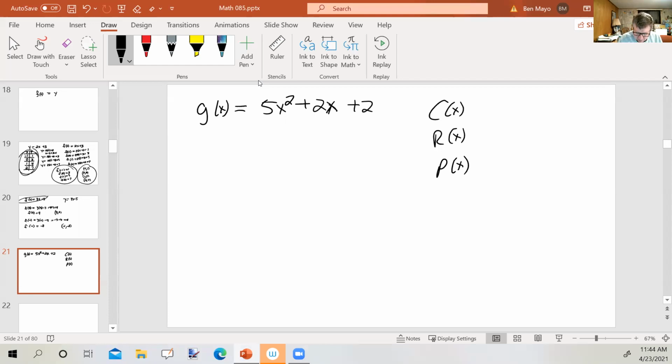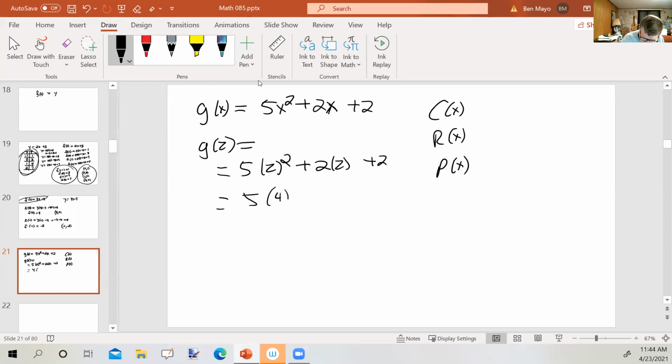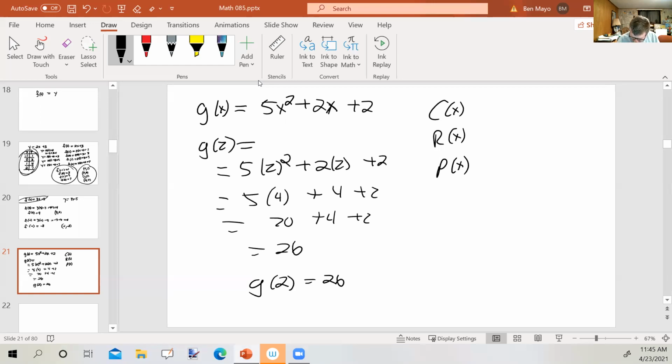So if g of x equals 5x squared plus 2x plus 2, let's find g of 2. That would be 5 times 2 squared plus 2 times 2 plus 2, which is 5 times 4 plus 4 plus 2, which is 20 plus 4 plus 2, which is 26. So g of 2 equals 26. All right. Let's take a look at another example.